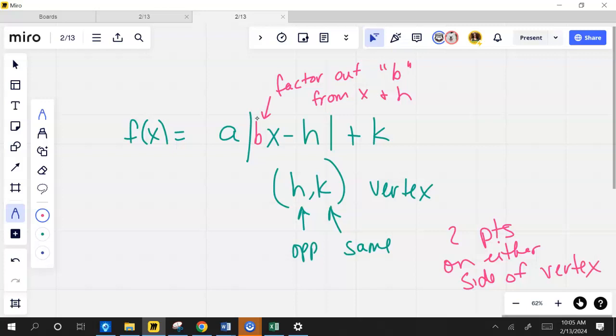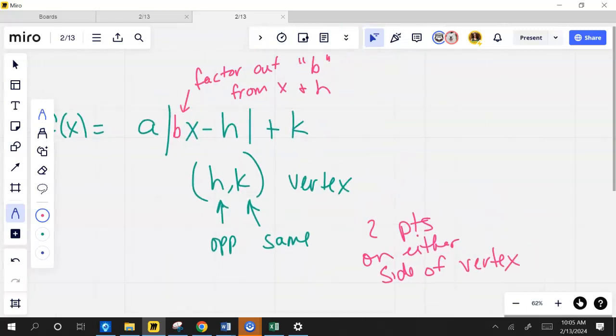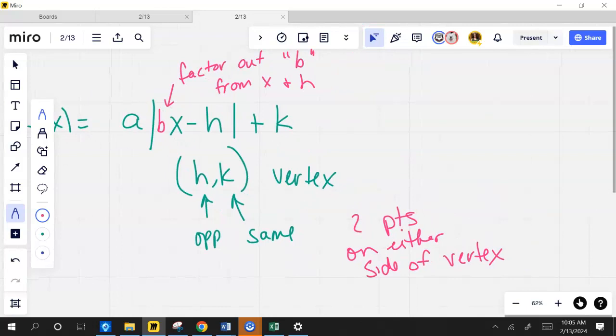So let me show you what I mean. I'll show you. I'm going to show you. On either side of, so whatever this H is, you'll go 2 above and 2 below.